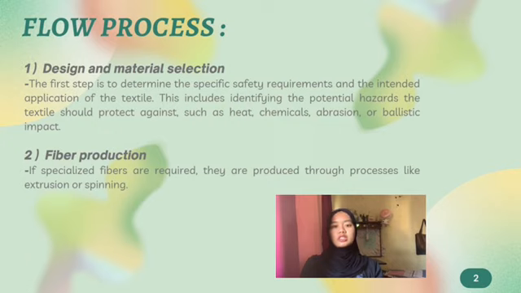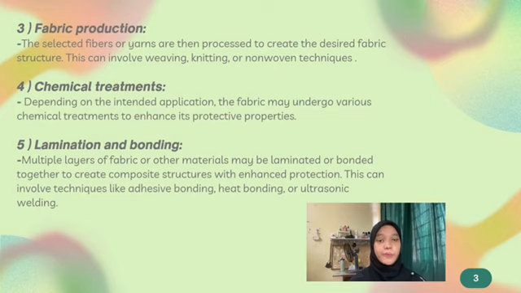Second, fiber production. If the ballistic fiber is required, they are produced through processes like extrusion or spinning. After that, we have fabric production. The selected fibers or yarn are then processed to create the desired fabric structure. This can involve weaving, knitting, or non-woven techniques. The fabric structure is chosen based on the desired properties such as strength, flexibility, breathability, or resistance to specific hazards.